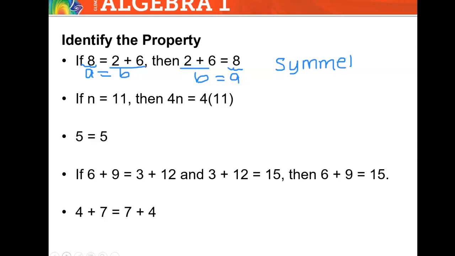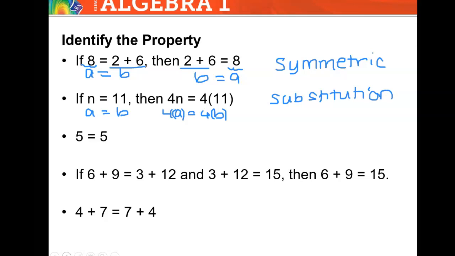If n equals 11, then 4n equals 4 times 11. So A equals B replaces it in the problem. This one's a little trickier to see. But if you replace something in the problem, it's substitution.